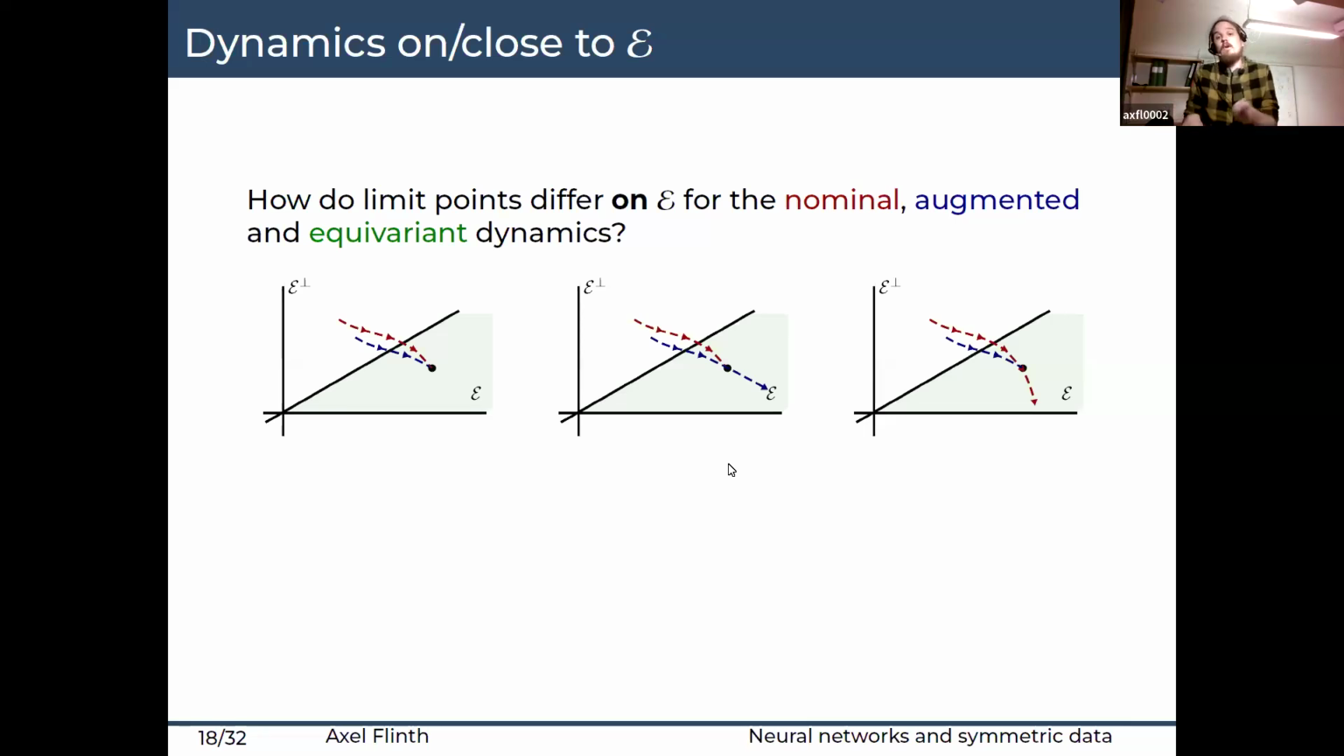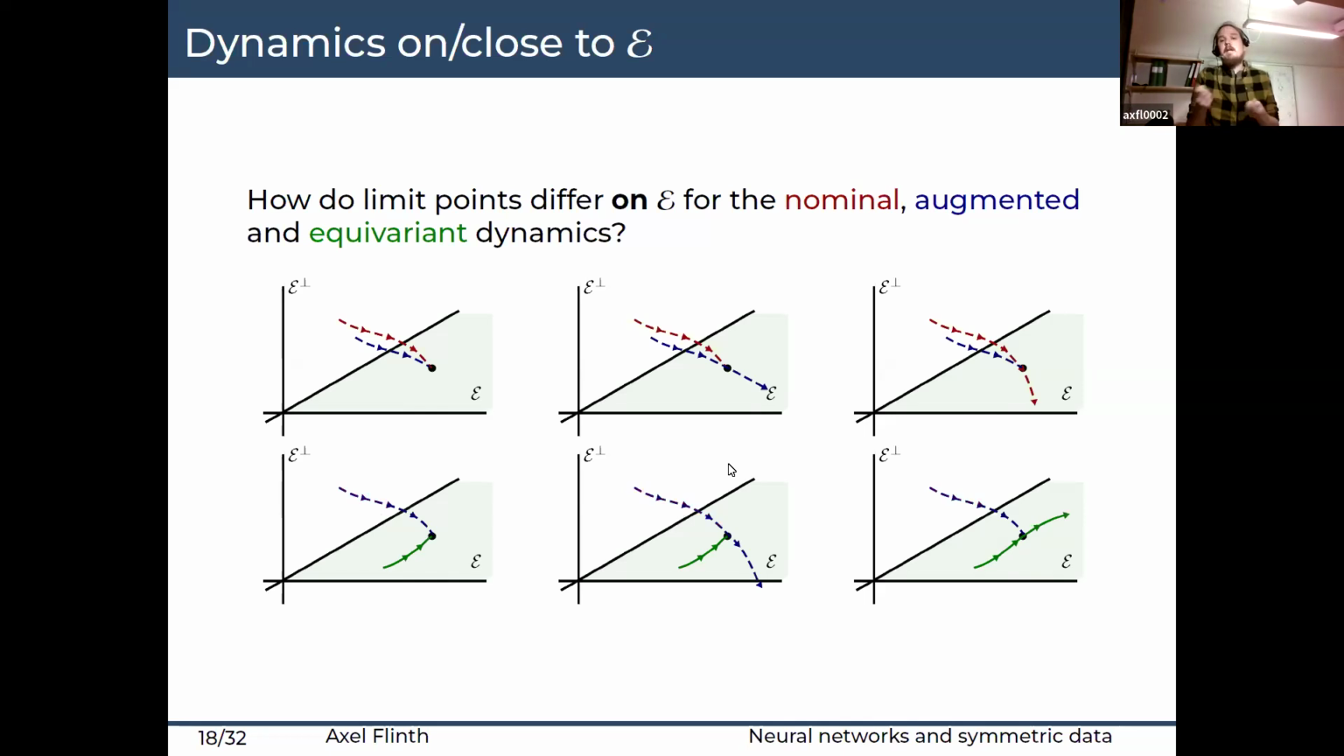And this is really what I want. I want my weights to find this equivariant subspace, because then I know that my architecture will also be equivariant. And the same relations are, of course, also possible when we compare the augmented and the equivariant dynamics. Okay, so how should one go about performing this analysis?